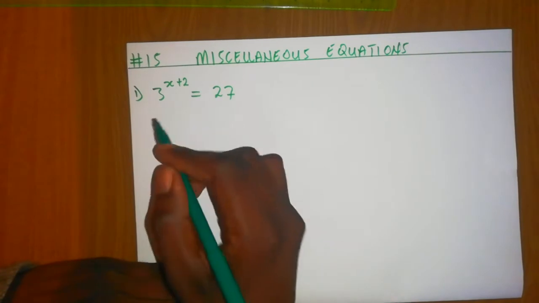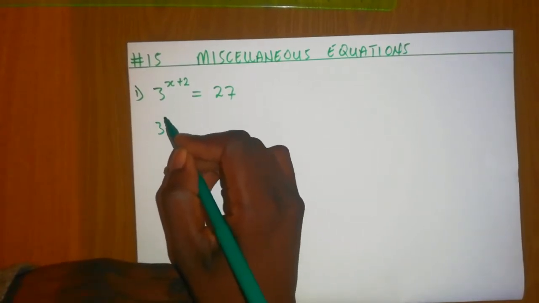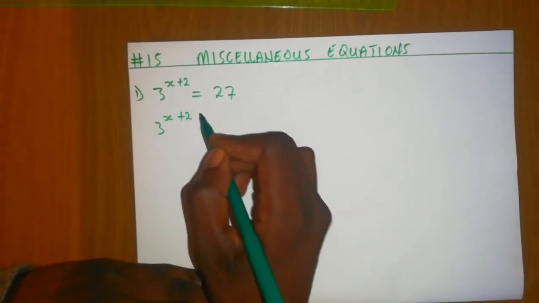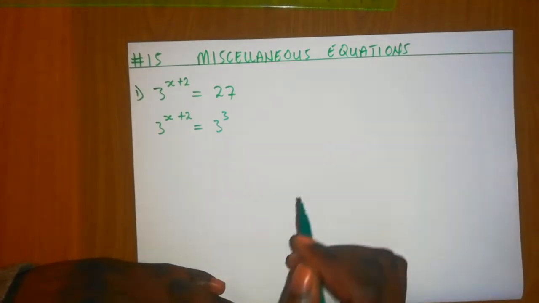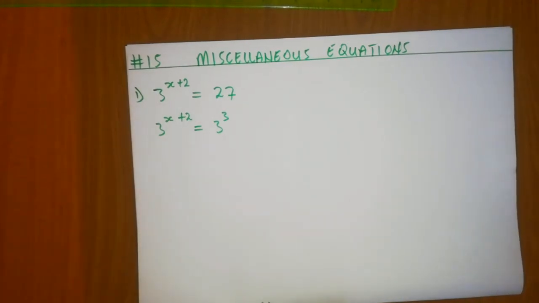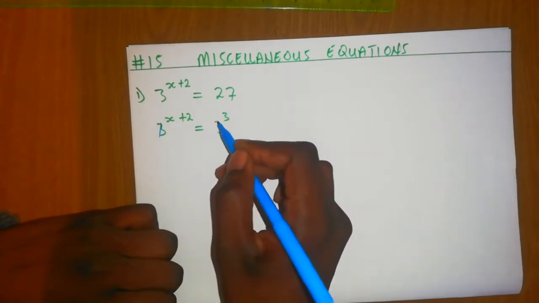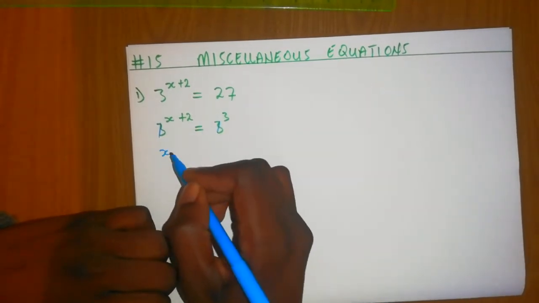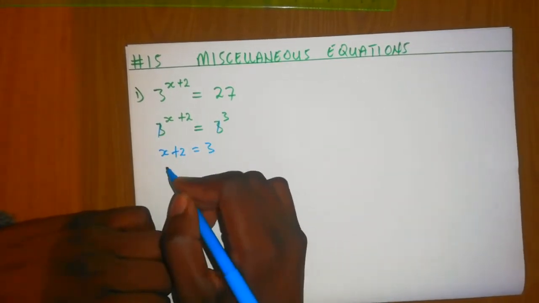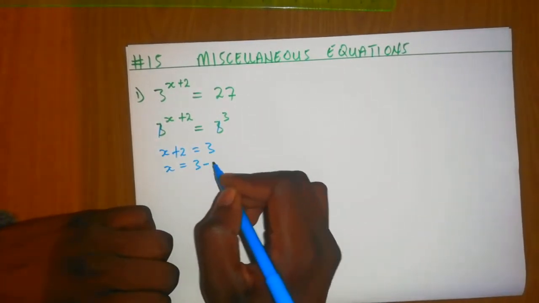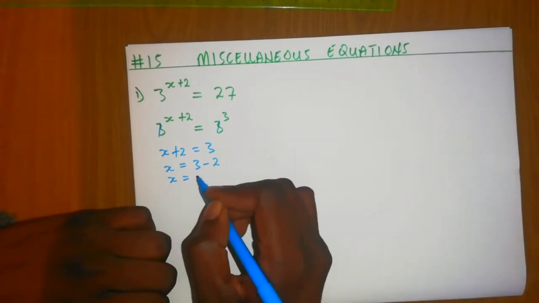To become 3. So that's going to be 3 to the power x plus 2 is equal to 3 to the power of 3. Now since I have raised my bases to become the same, I'm supposed to cancel out. If they are now equal, I'm going to cancel these 3's. Then I'm going to continue with my normal equation. x plus 2 is equal to 3. Then x is equal to 3 minus 2.